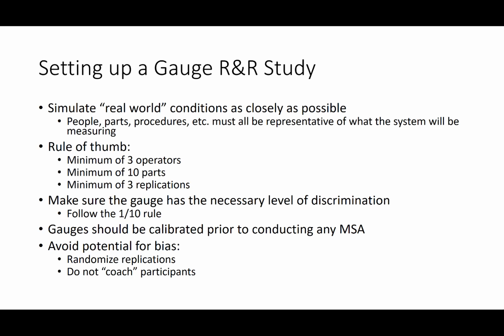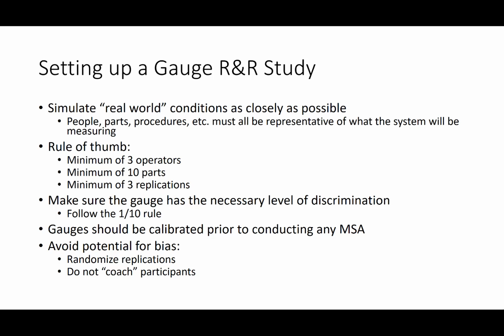In order to do a gauge R&R study, the first thing you do is have to simulate the real-world conditions as closely as possible. So use the same people, parts, procedures, etc. that you would typically be done in production. A common flaw I see in conducting gauge R&R studies is when they're done in lab conditions as opposed to production conditions, or they're done with engineers or technicians as opposed to production operators who are using the measurements on a daily basis. It's important to use whatever is truly going to be representative of your measurement system, because that is how you're going to evaluate it.